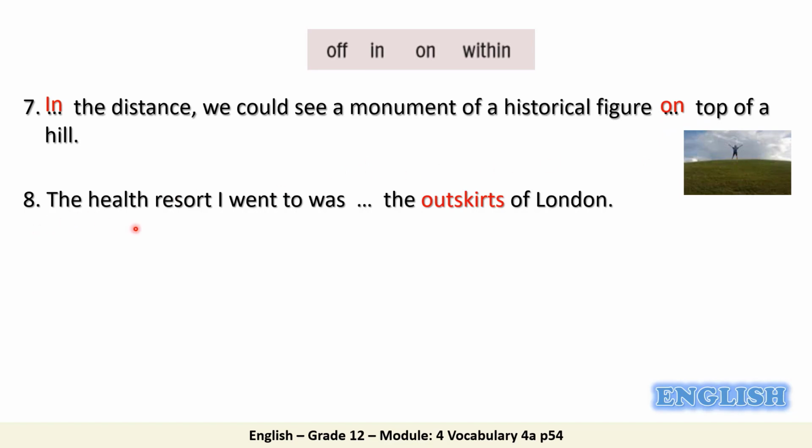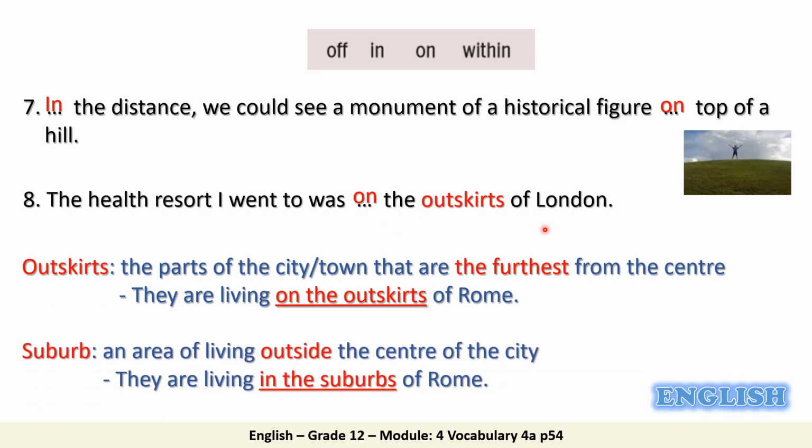Number 8, the health resort I went to was... how about the preposition used with outskirts? Exactly, on the outskirts of London. Pay attention to the idea that with the word suburb, we have already used in the suburbs previously, okay? But with the outskirts, we use on the outskirts. The outskirts are the parts of the city or town that are the furthest from the center of the city. They are living on the outskirts of Rome, whereas suburb is the area of living just outside the center. It's a bit far from the center of the city.